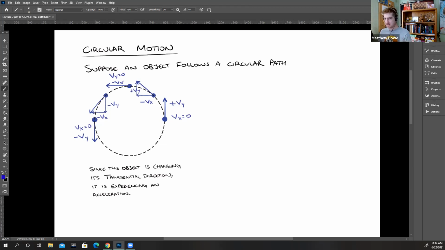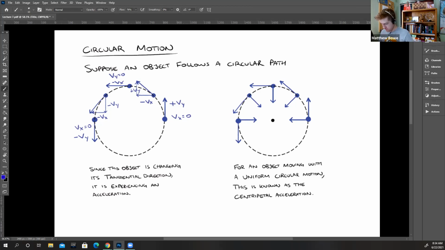So what is this acceleration? How do I wrap my head around it? Maybe I can do some calculations with it, predict something. This is going to be called the centripetal acceleration. And it's going to always be pointing towards the center of some circular motion. So in this case, all of these arrows are pointing inwards towards the center of the circle, or the point of rotation.